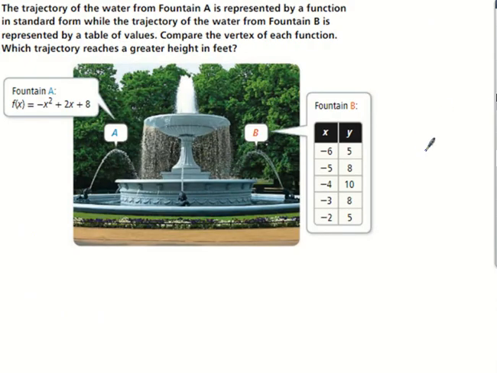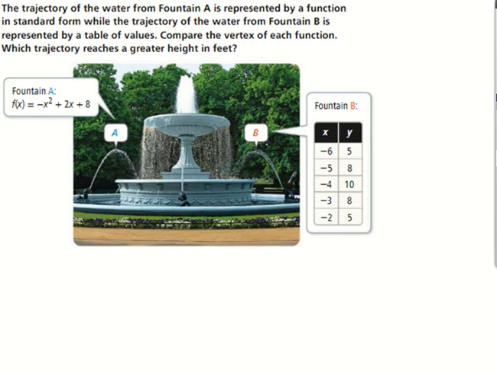All right, it says the trajectory of the water from fountain A is represented in this function. So it's this fountain right here. You can see it is an upside down parabola. Notice it's a negative, so upside down parabola, and it's in standard form, while the trajectory of water from fountain B, that's this one right here, is represented by the table. Compare the vertex of each function, which trajectory reaches a greater height in feet.